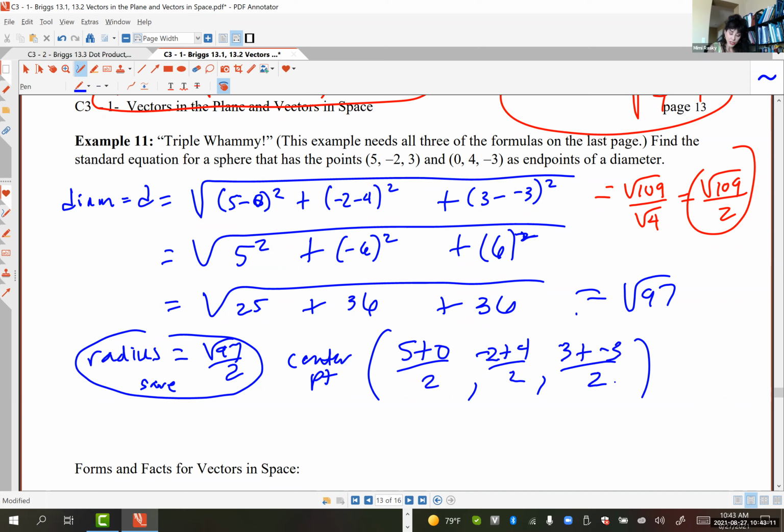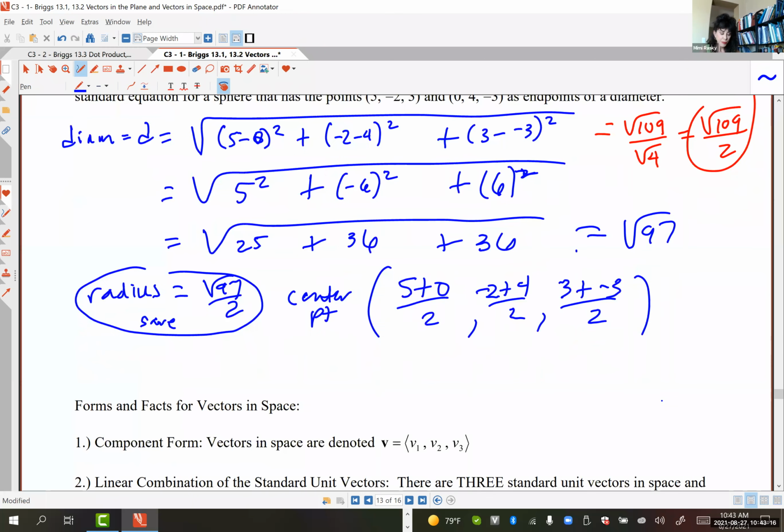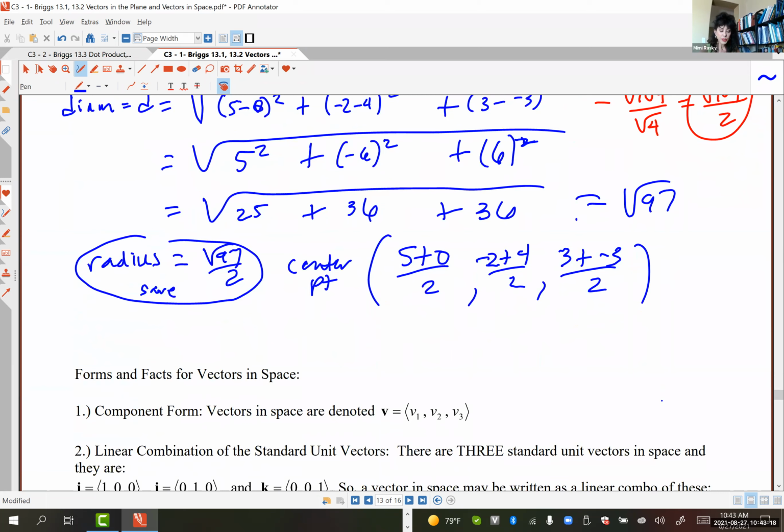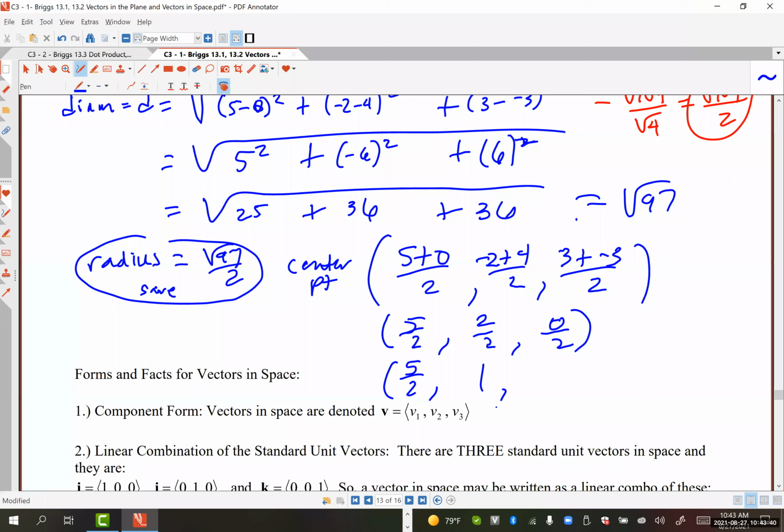And you take the average of the z coordinates, add them up and divide by 2. And then reduce these to lowest terms if it reduces. Let's see here. I think we can clean this up a little bit. Well, the first term here, I'm going to leave it. How about 2 over 2? Doesn't that reduce? How about 0 over 2? Is 0. And there's your center.